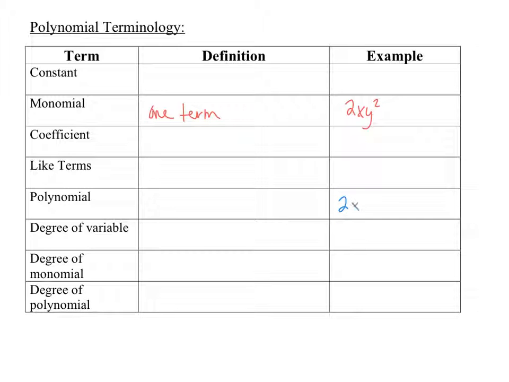That would be a polynomial. Okay? Because it has many terms. How many? Specifically, three. The first term is 2xy squared. The second term is x squared. And the third term is simply 3. So for these different examples of vocabulary here, make sure that your example makes sense and that you're writing down next to your example what's happening.